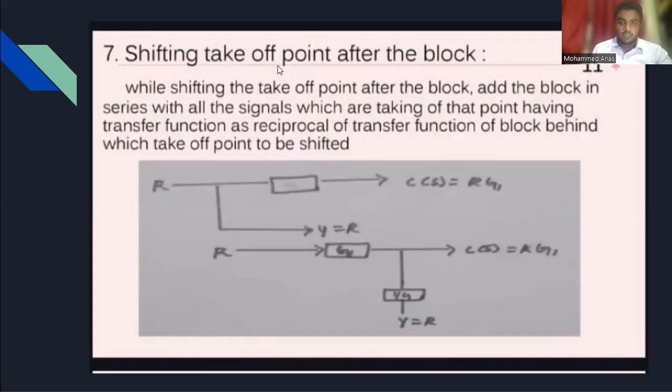Shifting takeoff point after the block. While shifting the takeoff point after the block, add a block in series with all the signals which are taking off from the point, having a transfer function that is the reciprocal of the transfer function of the block behind which the takeoff is to be shifted. Means shifting this point after this block, as I told you, it is going to be the reciprocal of it.